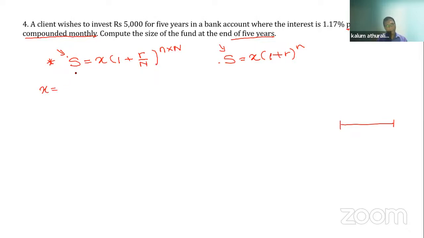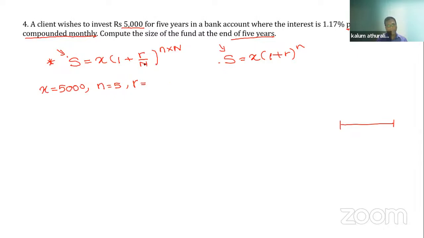X is the principal, that means the initial amount. We invest 5,000, so X is 5,000. Number of years: how many years? At the end of 5 years, so n should be 5. Then R is the annual interest rate. We don't know the annual interest rate. We know the monthly interest rate.